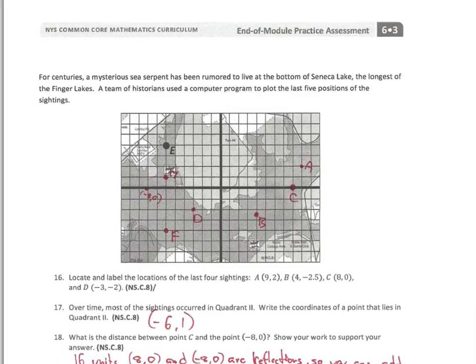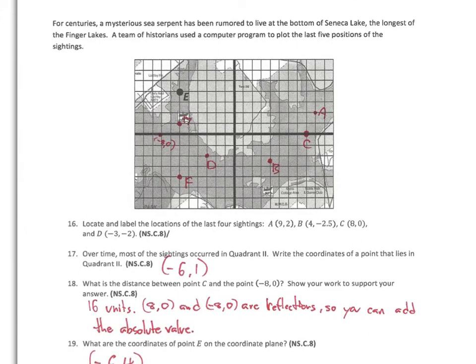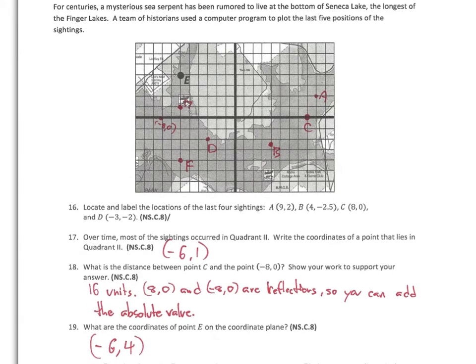Okay, the last one. This says, for centuries, a mysterious sea serpent has been rumored to live at the bottom of Seneca Lake, the longest of the Finger Lakes. A team of historians use a computer program to plot the last 5 positions of the sightings. So, 16. Locate and label the locations of the last 4 sightings.